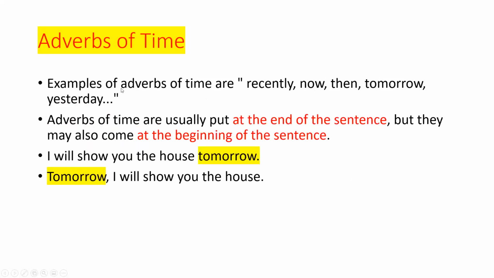Adverbs of time. Examples of adverbs of time are recently, now, then, tomorrow, yesterday. Adverbs of time are usually put at the end of the sentence, but may also come at the beginning of the sentence. For example, I will show you the house tomorrow. You can put tomorrow at the beginning of the sentence, but after it, you put a comma and then the subject.